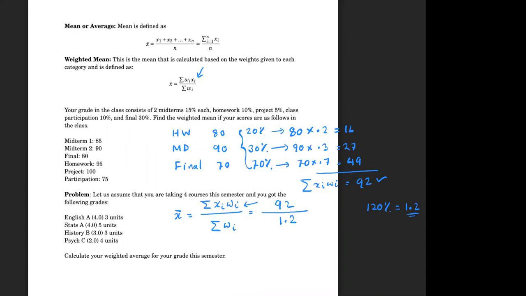So your x bar is going to be 92 divided by 1.2, which is 76.66%. So you're getting roughly about 76.66%. This should be 76.66. So let me just take this, which is out of 100, so 76.66%.